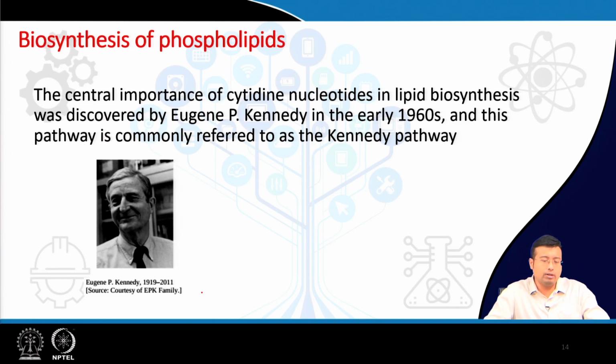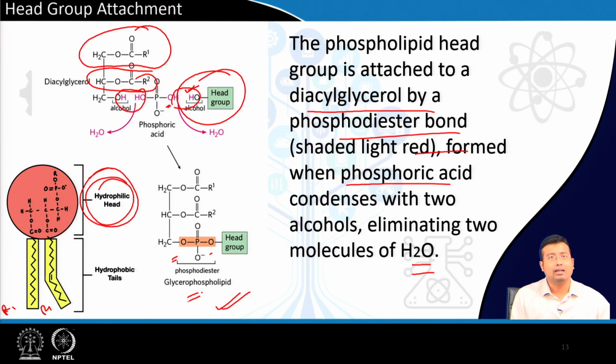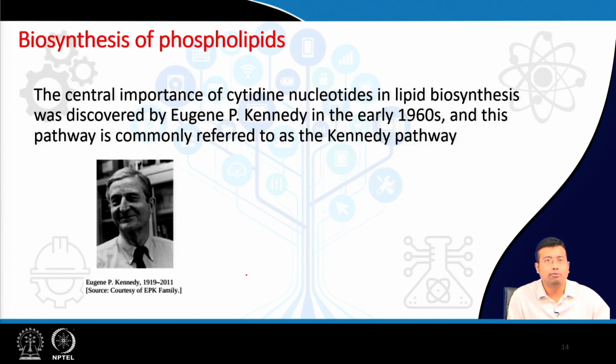Now, when we look at the synthesis of a phospholipid, we will find that in most cases the head group is donated with the help of CDP, that is cytidine nucleotide. What is a nucleotide? It is a nitrogenous base, pentose sugar and a phosphate group. ATP, ADP, CDP, UDP, these are all nucleotides, where a nitrogenous base, that is cytidine, pentose sugar and a phosphate group is attached. When the phosphate group is not attached, it is known as nucleoside.